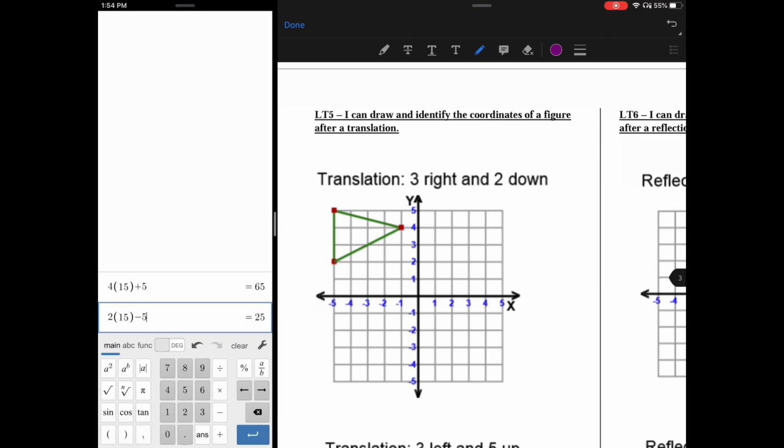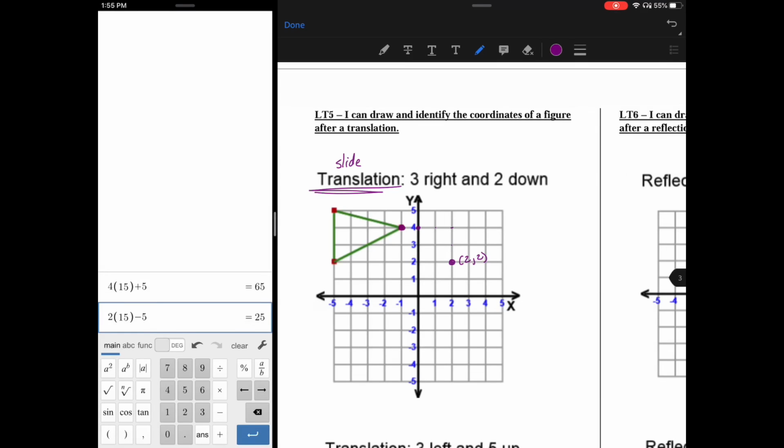So if you don't remember what a translation is, it's when you slide your figure. So it'll still be oriented, it'll face the same way, it's just moved. So we're going to take each individual point and move them based on the rules. So in our first problem, we're moving 3 to the right and 2 down. So if this is our point, we're going to go 3 to the right, so 1, 2, 3, and then 2 down. And that will be our new point at coordinates 2, 2.